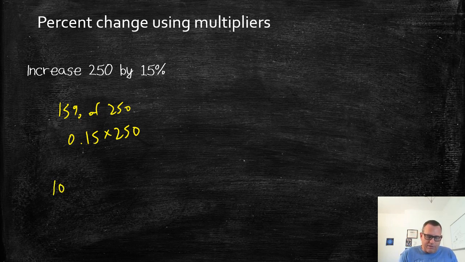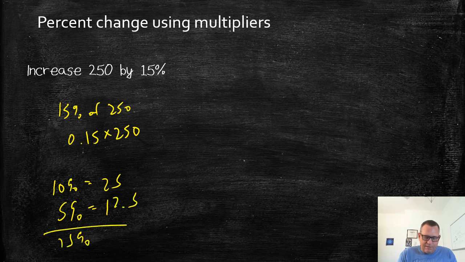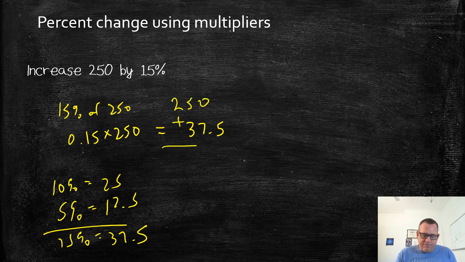We could work out 10%, which is 25, and 5% is half of that, which is 12.5. So 15% is 37.5, right? That's how we would have worked out 15% if we didn't have a calculator. So with our calculator, we're just going to do 0.15 times 250, and that's going to give me 37.5. Now I want to increase 250 by 15%. So I've already started with 250, okay? And I want to increase it by 15%.